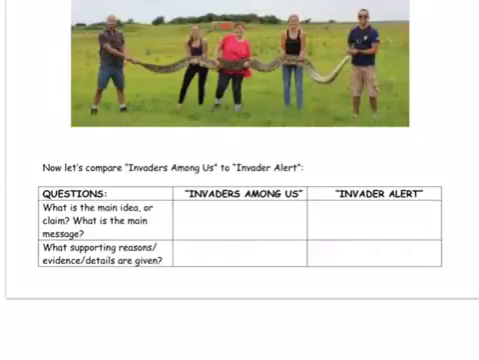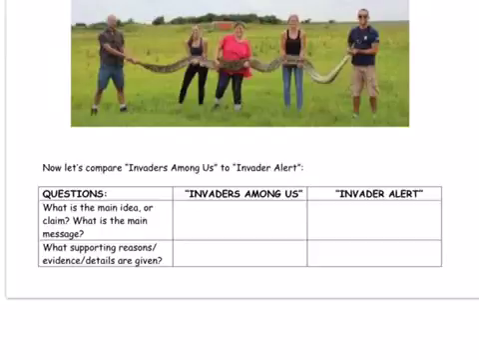Hi everybody, so I wanted to go over what kind of information you can put into your second body paragraph and third body paragraph for the TDA that compares the author's approach to writing about these invaders. The approach is different in Invaders Among Us than it is in Invader Alert. So the first body paragraph was about the author's purpose, and that is written for you.